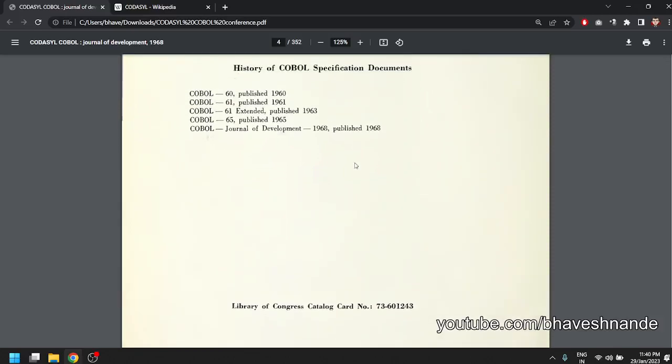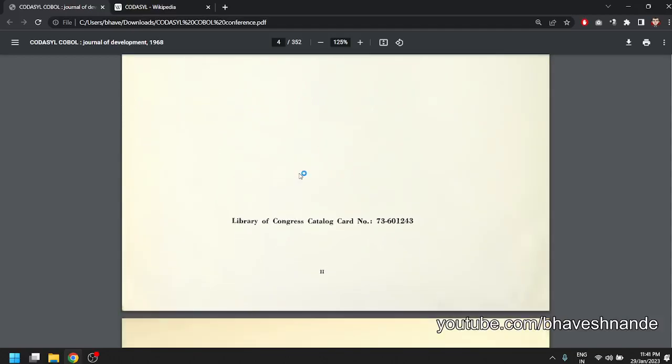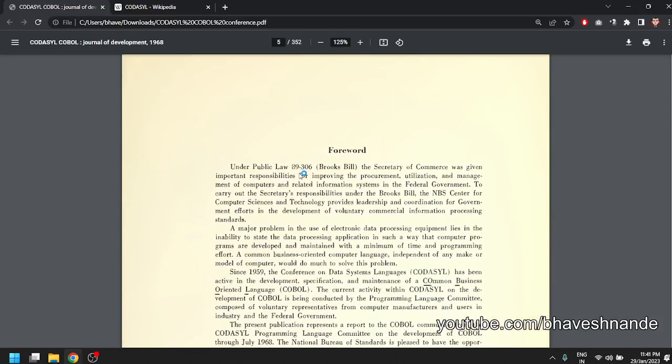So the COBOL development does not end here, although this book says that it is only till 68 because the book was published at that point of time. But I think the latest changes to COBOL also add object-oriented features to the language, the newest version of COBOL. Anyhow, let us continue with the book.